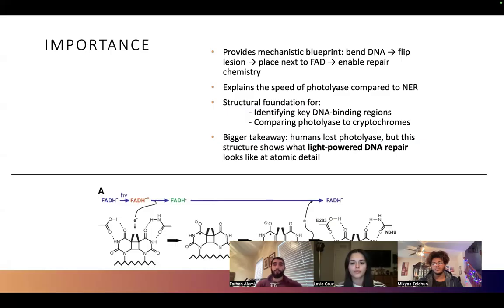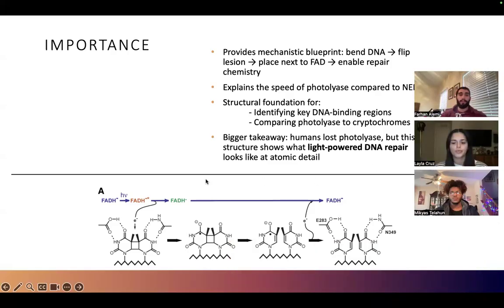So the bigger takeaway is humans lost photolyase, but this structure shows what light-powered DNA repair looks like at an atomic detail. And so we could look at the mechanism right here. So the FADH gets excited through light, and that's obviously with the antenna picking up the light. So then that electron is used to then interfere with the binding, and it's some complex chemistry, but it breaks it up, and then it goes back, and boom, now you got repaired DNA.